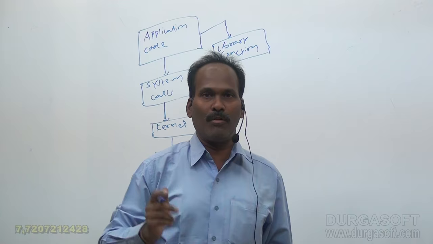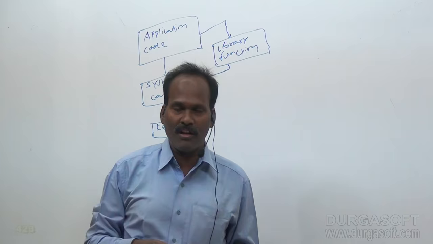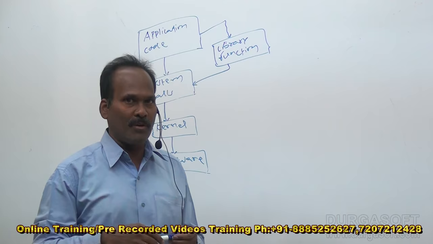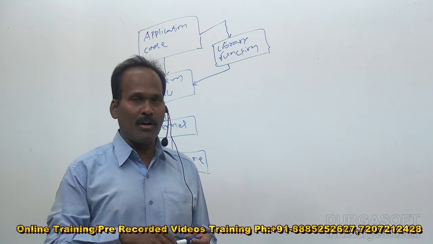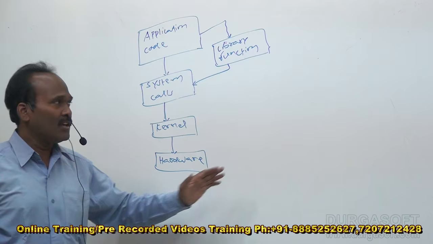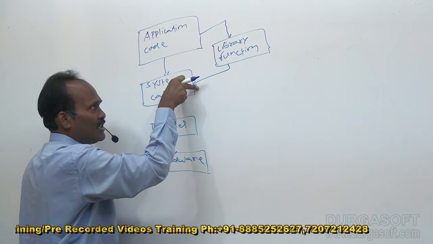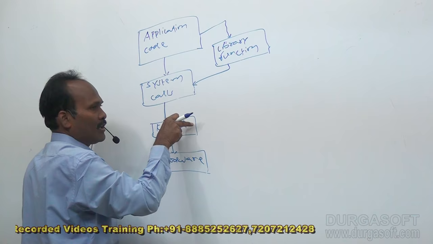But if your application has system calls, the application will be shifted from user mode to kernel mode. That is called context switching, the process of changing the execution mode from user mode to kernel mode. In kernel mode, the system call will be functioning. A system call is exactly the same as a library function in usage, but internally the functionality is different. A library function cannot communicate with the kernel, and a system call directly communicates with the kernel.